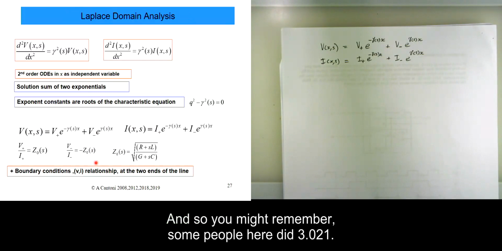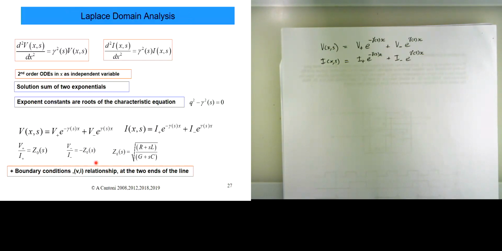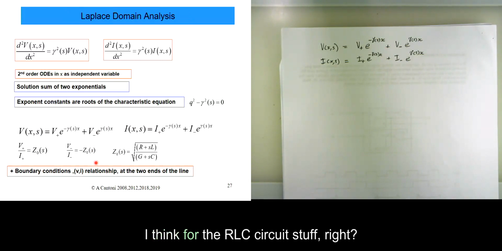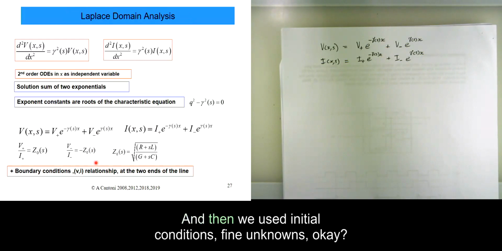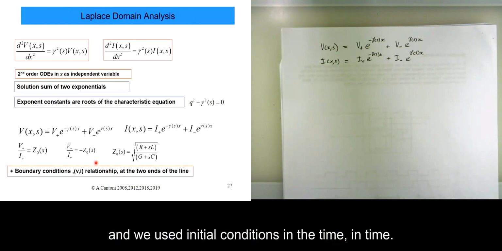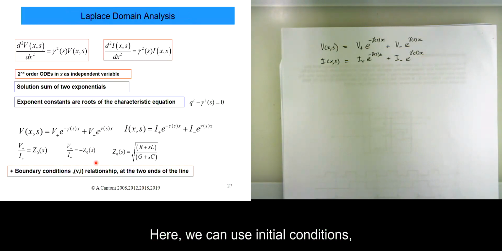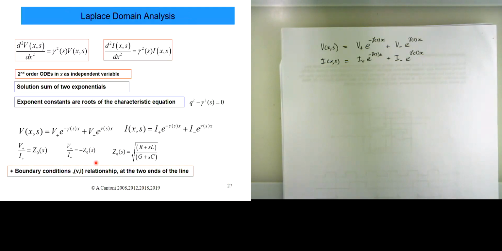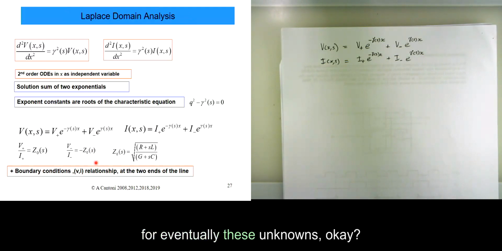And you might remember some people here did 3021. Who did 3021 last year? You did. Remember, we had differential equations in the time domain, I think, for the RLC circuit stuff, and then we used initial conditions to find unknowns. We had the characteristic equation, all that, and we used initial conditions in time. Here we can use boundary conditions in the spatial domain. That's how we're going to solve eventually for these unknowns.